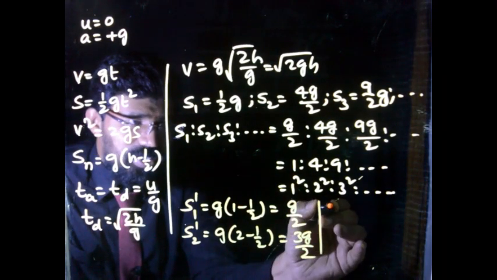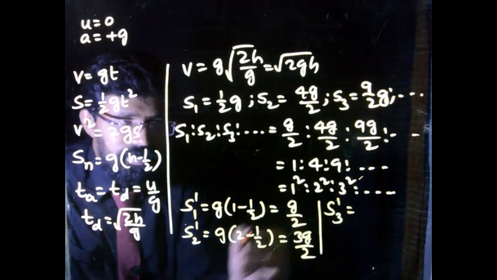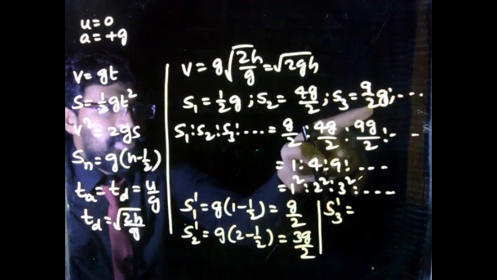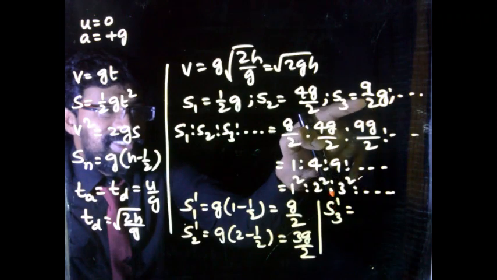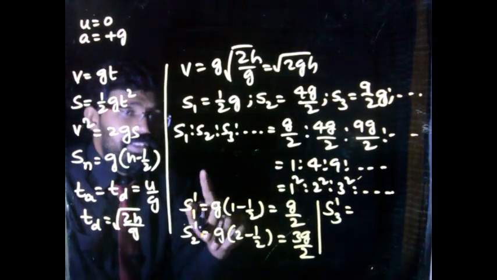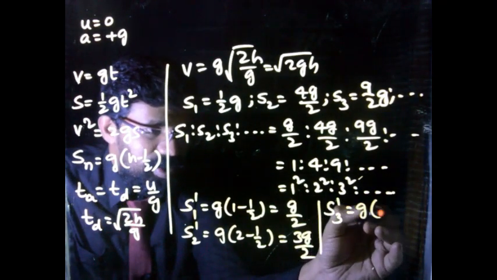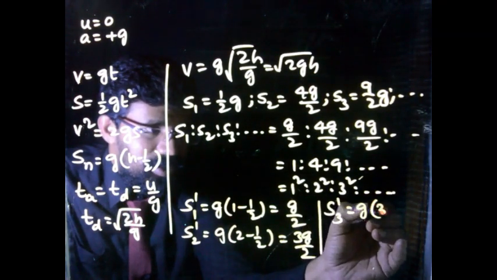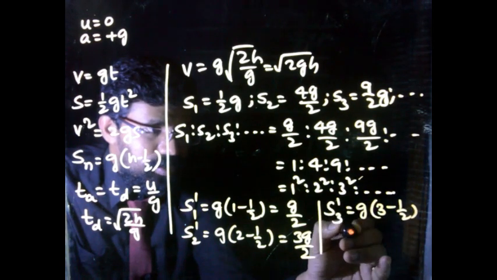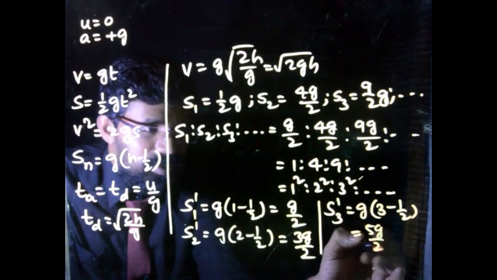Similarly, the distance travelled by the body in the third second, S3 dash. Earlier, what was this? Distance covered by the body in 3 seconds. Here, distance covered by the body in the third second. So S3 dash can be written as g of n, what is n here? 3. So 3 minus 1 by 2, which is equal to 2 into 3 is 6. 6 minus 1 is 5. 5g by 2.